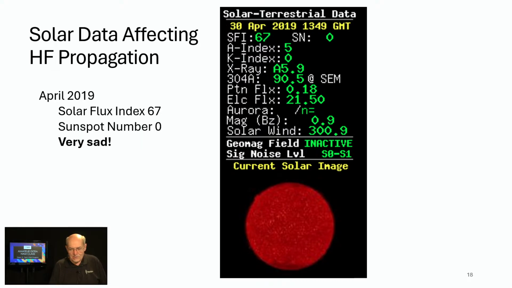So here's some solar data that affects propagation. We'll be talking about some of these things. This is one that I picked up from April of 2019. I think I probably got it off the internet someplace.